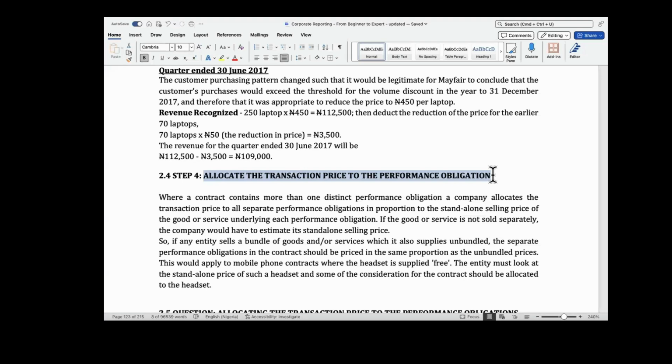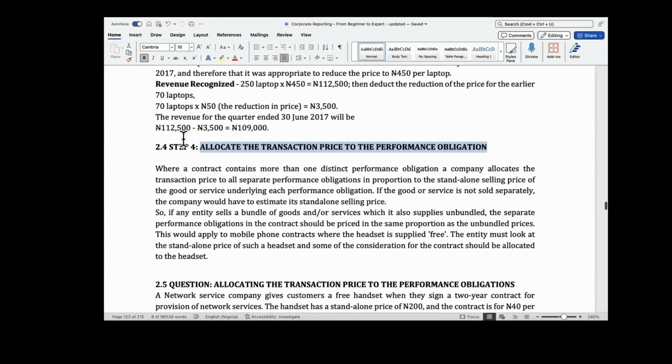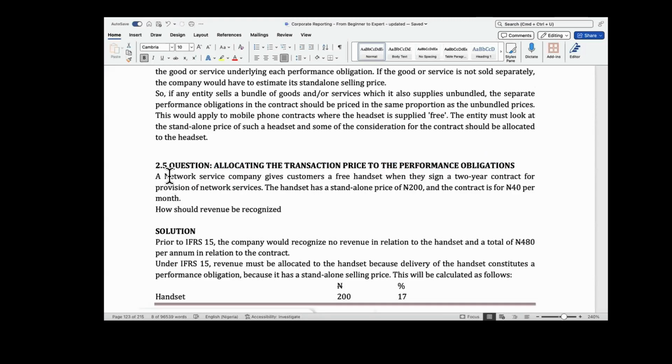So look at this scenario. There is a network service company. It gives customers free handsets when they sign a 2-year contract for the provision of network services. The handset has a standalone selling price of 200 naira, and the contract is for 40 naira per month. So how should revenue be recognized?